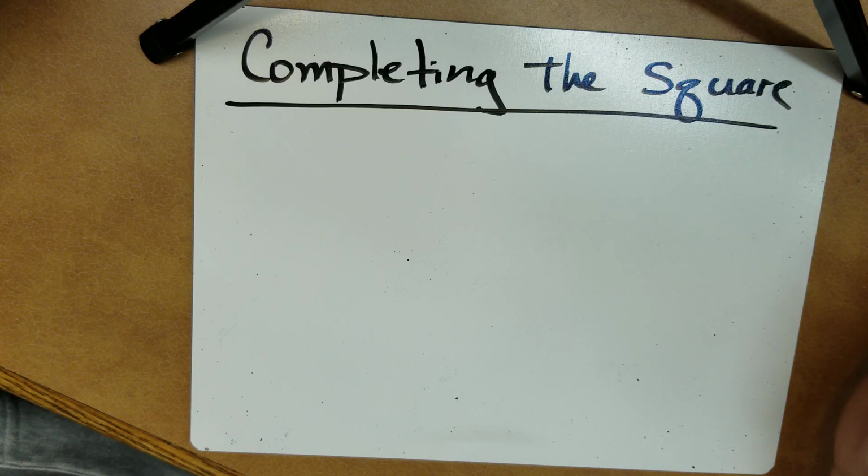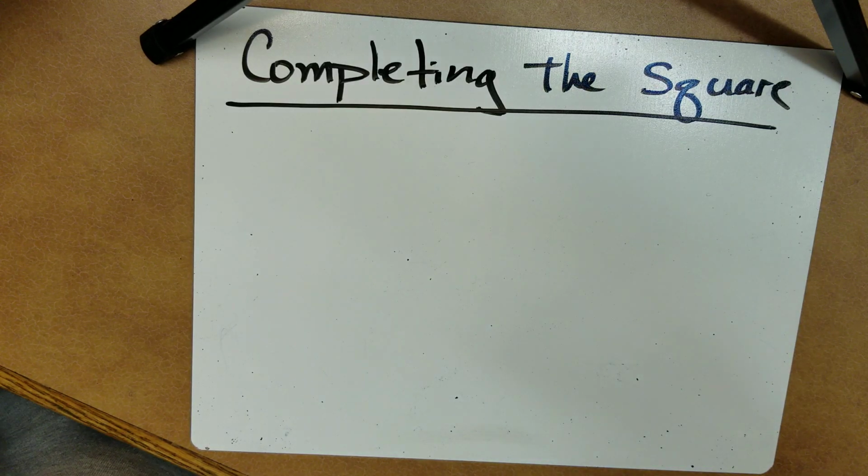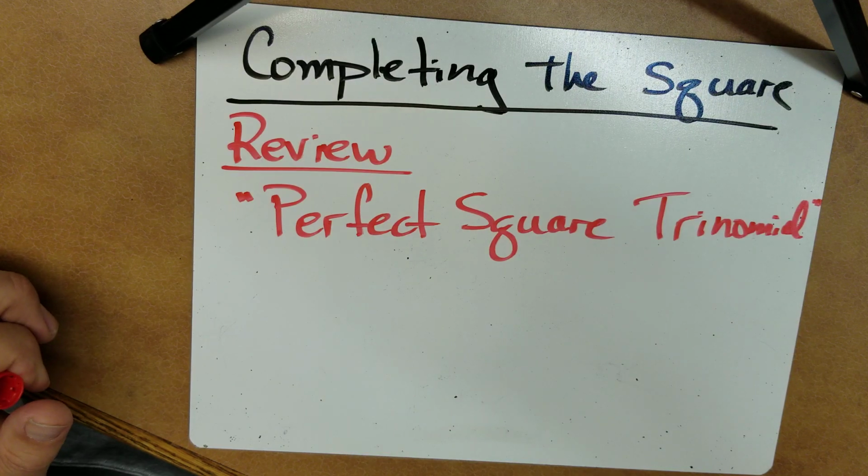Another use is to change forms from standard form to vertex form of a quadratic function. So that's what we're doing. That's why we're doing it. You'll be using this, as I've said many times, for years to come.